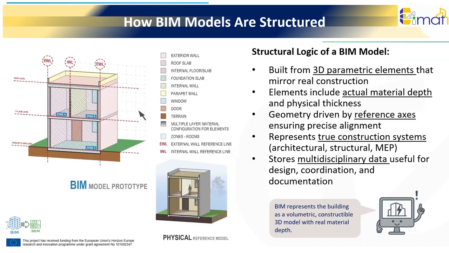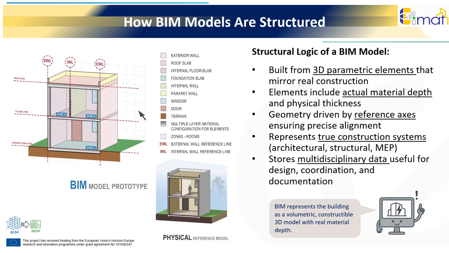To understand the structure of a BIM model, it is important to emphasize that BIM works entirely with three-dimensional elements that represent how the building is physically constructed. Walls, slabs, roofs, and partitions are modeled with their actual material depth. Each component has real thickness and spatial presence inside the model. All geometry is controlled through reference axes, which ensure precise alignment among architectural, structural, and MEP systems. This allows BIM to reproduce the true spatial relationships of the building and support accurate coordination.